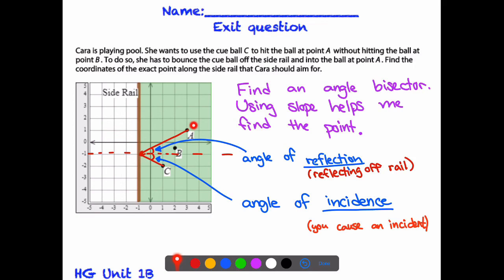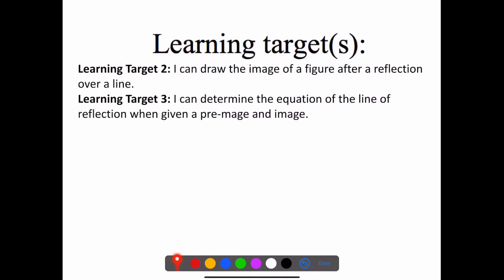All right, that is it for today's lesson. We've covered both learning targets now. I can draw the image of a figure after a reflection over the line, important. And then just as important, I can determine the equation of the line, and again, that was in slope-intercept form, y equals mx plus b, when given a pre-image and image. And again, this says mage here, it should be image.